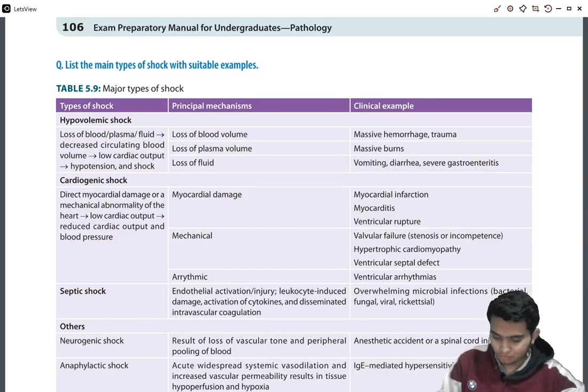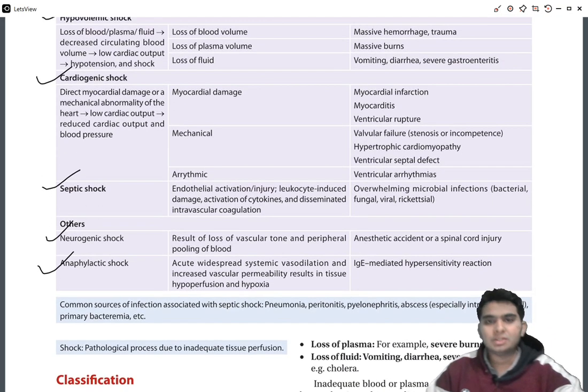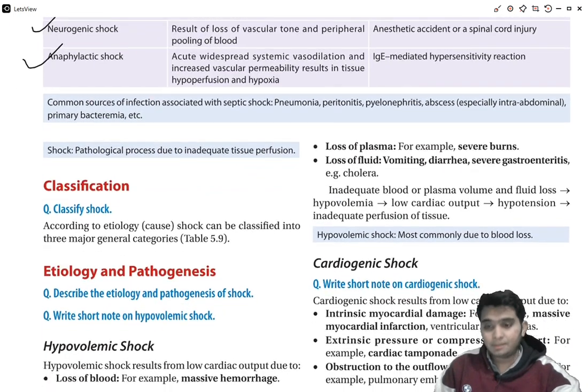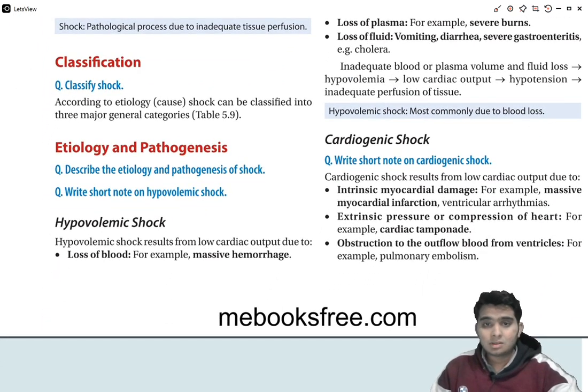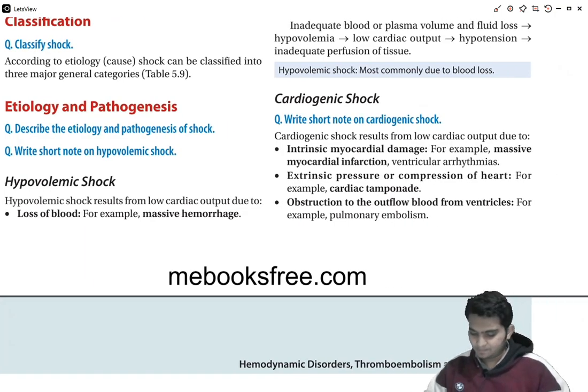Major types of shock are hypovolemic shock, cardiogenic shock, septic shock, neurogenic shock, and anaphylactic shock. We will discuss all these in detail. So let's first discuss hypovolemic shock. Hypovolemic shock results from low cardiac output due to the loss of blood, for example, massive hemorrhage.